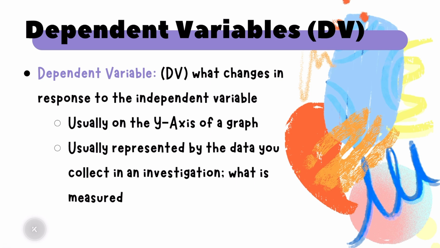The dependent variable is what changes in response to the independent variable. Normally this is going to be on the y-axis of the graph, and it's usually represented by the data you collect in an investigation. It is what is measured. So in that last dog weight loss experiment, the actual weight of my dog is what I am measuring, in response to the food that they ate. So that would be the dependent variable.